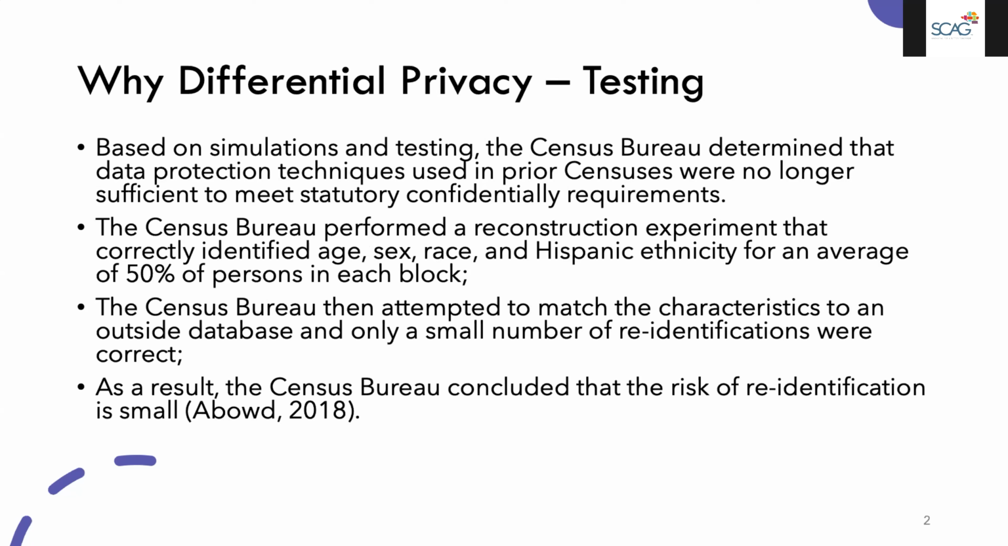Further, the Census Bureau then attempted to match the characteristics to an outside database in order to facilitate identification of specific people and found that only a small number of actual re-identifications were correct. Nevertheless, the Census Bureau concluded that the risk of re-identification is small, but they decided to go forward with differential privacy because they sensed that there was a threat that would only grow more strident in the future.